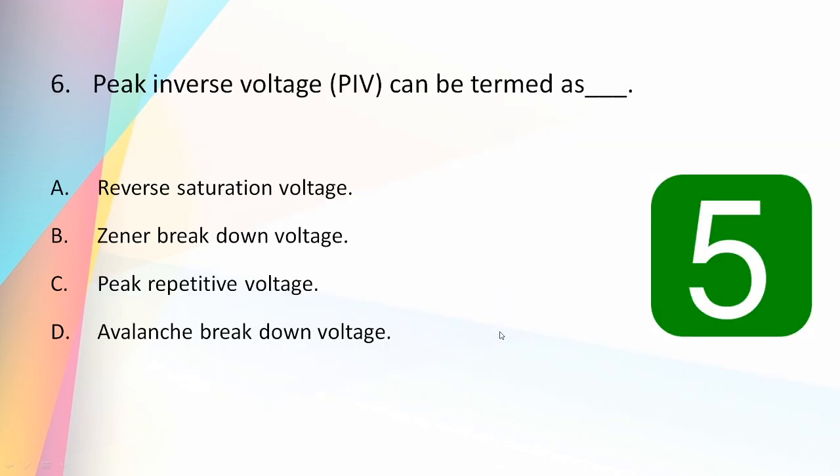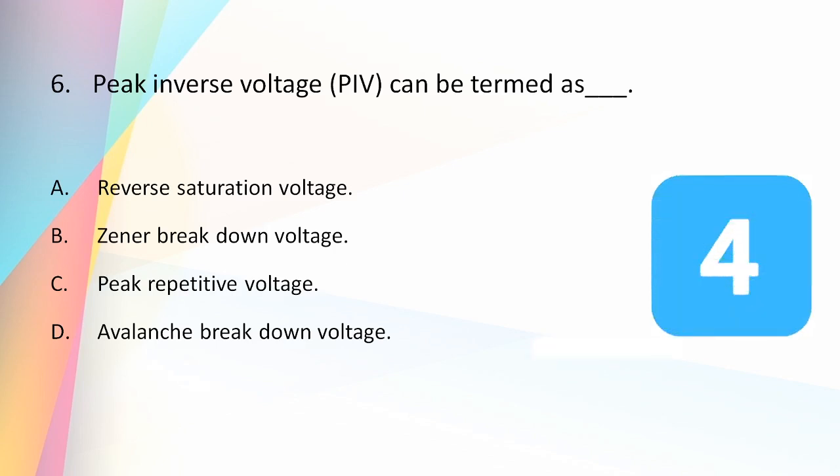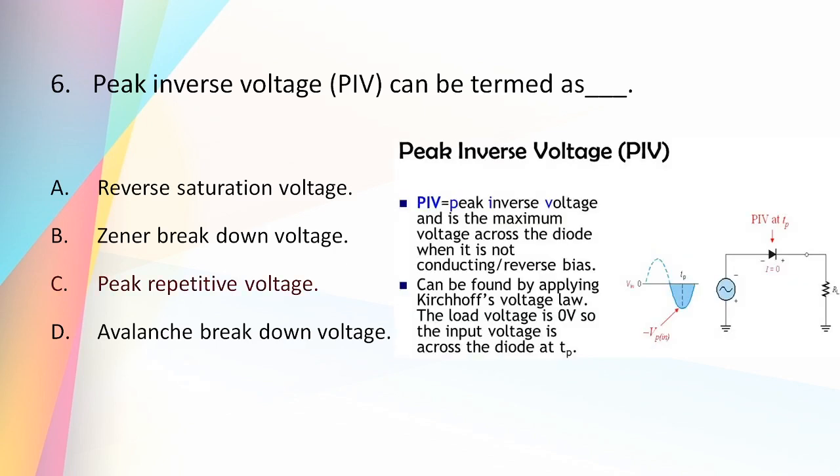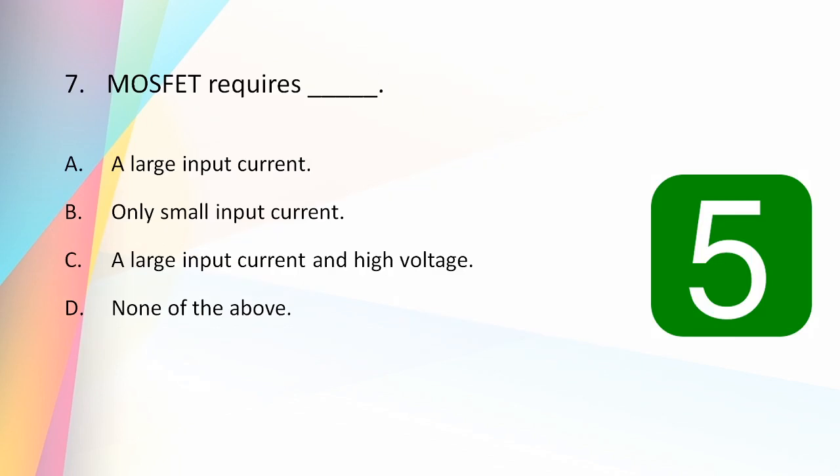Peak inverse voltage can be termed as: reverse saturation voltage, Zener breakdown voltage, peak repetitive voltage, avalanche breakdown voltage. And the answer is peak repetitive voltage. Peak inverse voltage or the peak reverse voltage is the maximum voltage that can be applied to the PN junction without damage to the junction. If the reverse voltage across the junction exceeds its peak inverse voltage value, the junction may get destroyed due to excessive heat.